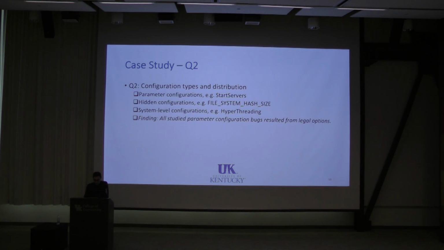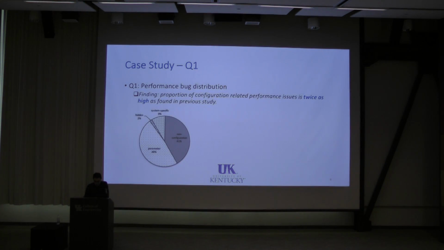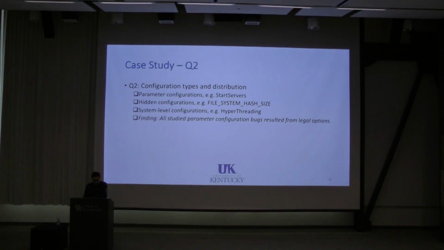For the second research question, I forgot to mention that as you can see in the pie chart for the configuration-related performance bugs, we further divided them into 3 subcategories, which I'm going to talk about in detail here. So we have identified the parameter configurations. This is the type of configurations that you normally see in the configuration files. We have also identified the hidden configurations. This is normally used as variables, but serving as a way to control how the program behaves throughout the code base.